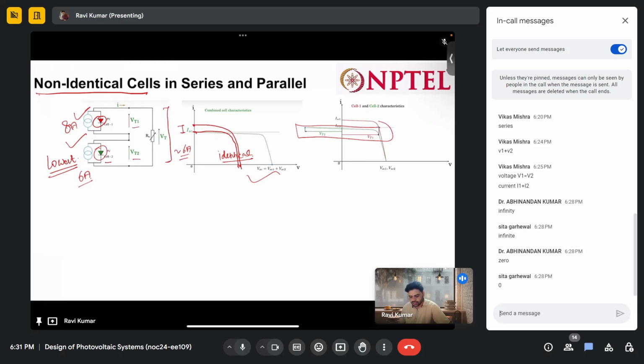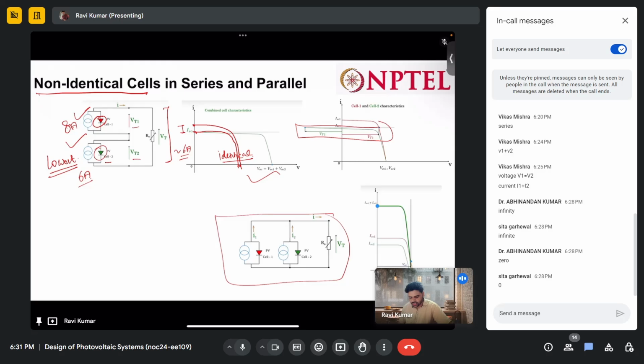Similar thing happens with parallel connections. Here also, if those are not identical, there is a difference in VOC, and this difference leads to the VOC of the lowest or lower cell. It means low current or voltage dominates.